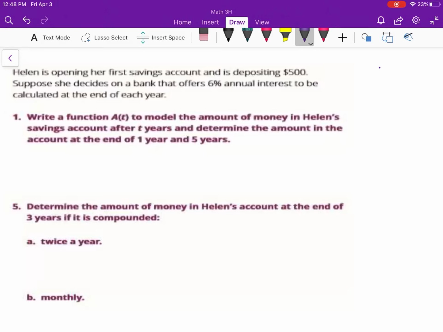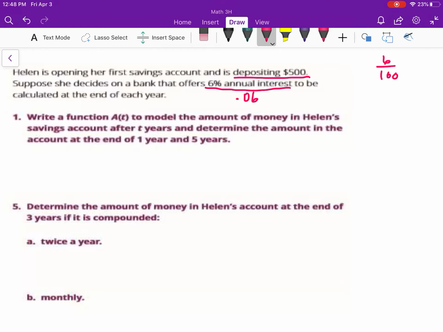Okay, so to continue, Helen is opening her first savings account and depositing $500. So there's your initial amount. Suppose she decides on a bank that offers 6% annual interest. Make sure you take the percent and immediately translate it to a decimal. If you don't remember how to do that, simply take 6 divided by 100. You get 0.06. That's nothing to remember.